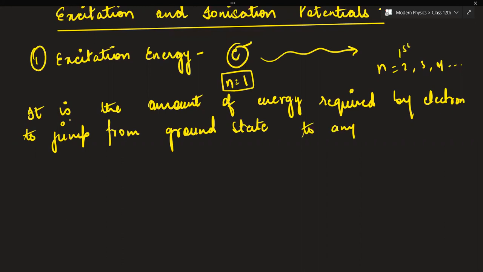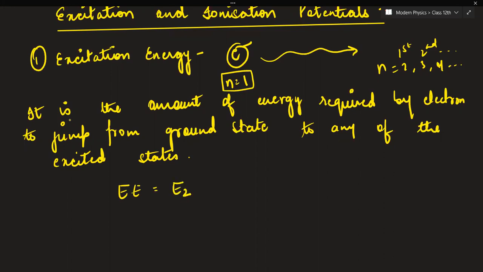This is the first excited state, this is the second excited state, and so on. Understood? From the ground state to any of the excited states, that is known as excitation energy. So if you want to calculate the first excitation energy, what will it be? If the electron is moving from the ground state to the first excited state, n equals 2 to 1, it will be E2 minus E1.